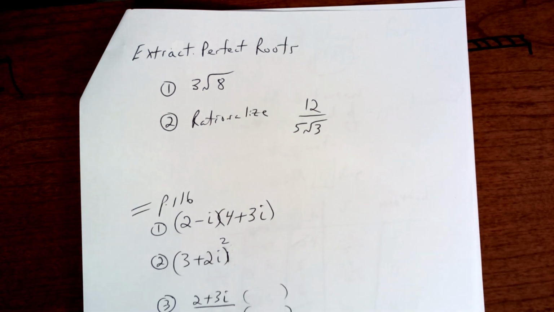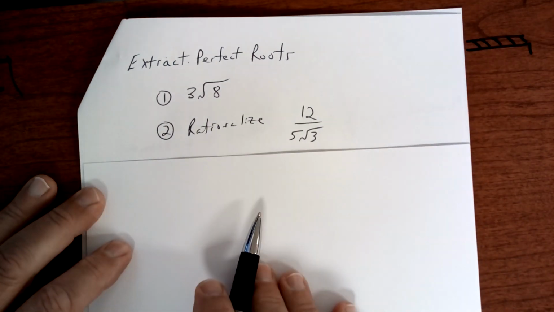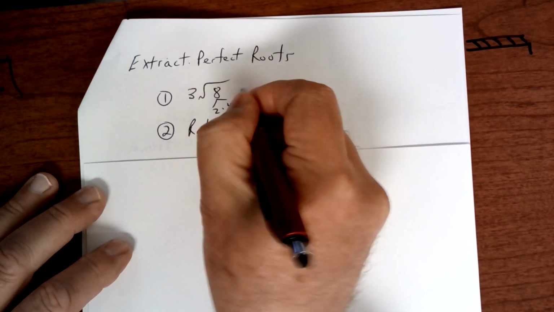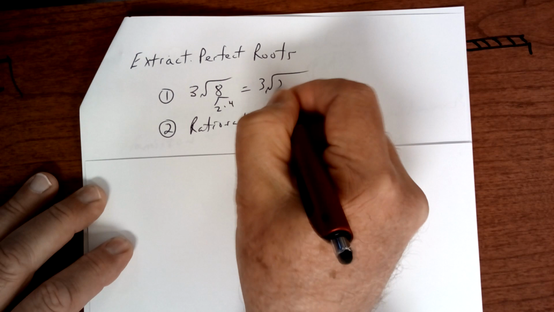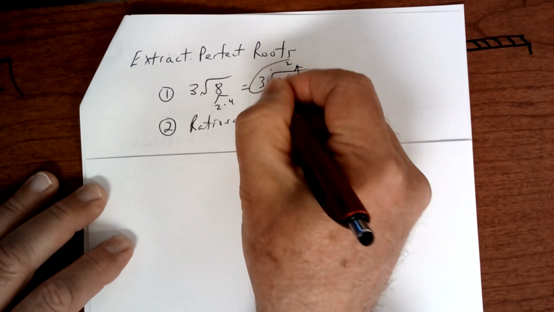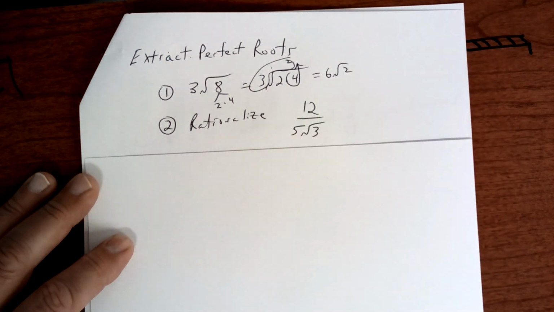All right, so to work these, let's see what we're doing here. So this one, I want you to extract the perfect root. So this is really 2 times 4. So you could rewrite this as 2 times 4. And the square root of 4 is 2. And 3 times 2, you multiply and get 6, square root of 2. Make sure you know how to extract perfect roots.